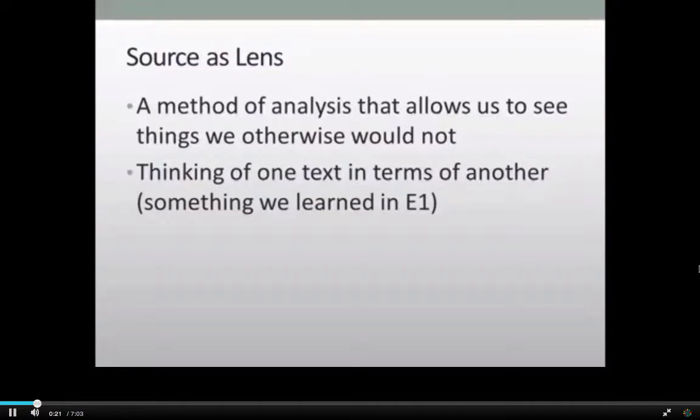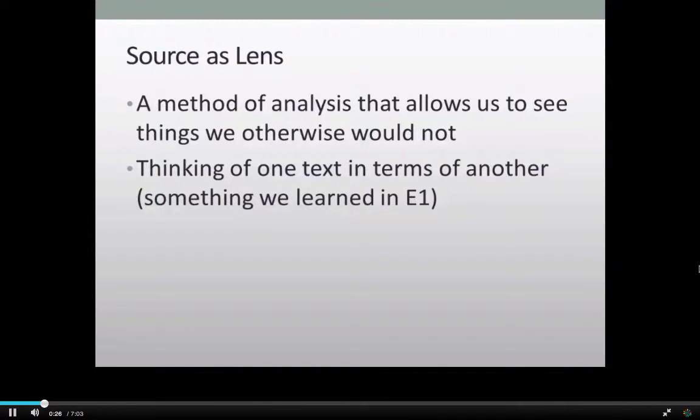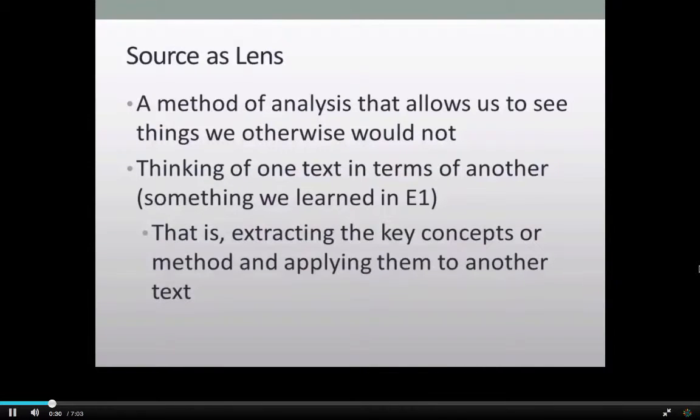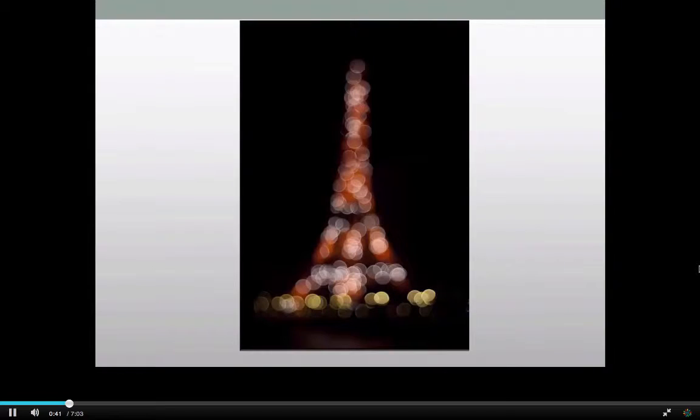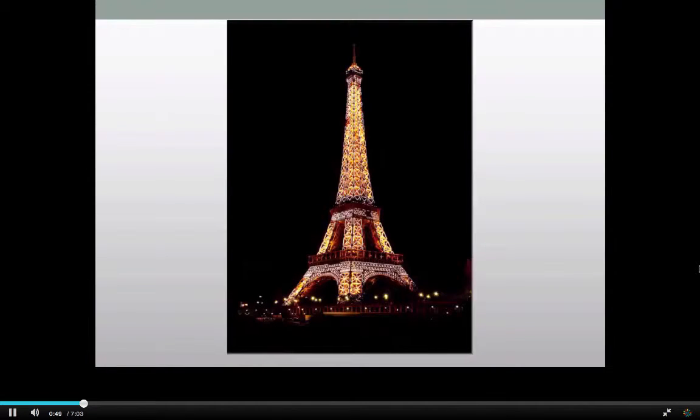Another way of thinking about it is that it allows us to think through one text in the terms of another. This is something we could have done during Essay 1. Basically, we extract the key concepts or methods from one text and apply them to another to see what we can. However, it might be useful to think of the situation this way. Lenses are the part of glasses that help focus blurry vision. Your source then becomes a lens that brings into focus certain aspects of the text you could not see before.